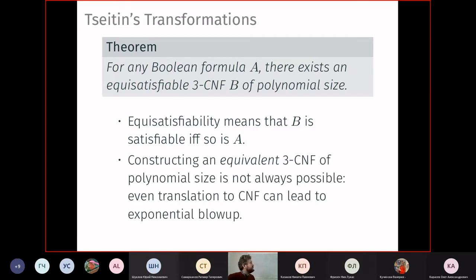And constructing an equivalent 3CNF is not always possible. Even translation to a CNF could give an exponential blow-up. For 3CNF there could be no equivalent 3CNF. It's a restrictive class. But equisatisfiability is available. For 2CNF, such things are impossible.